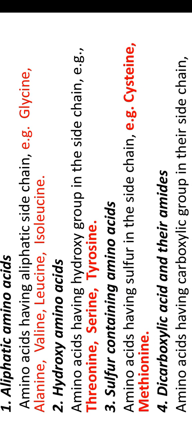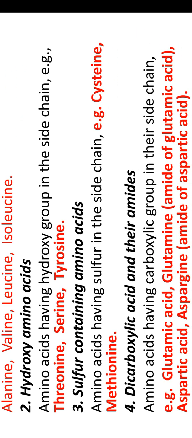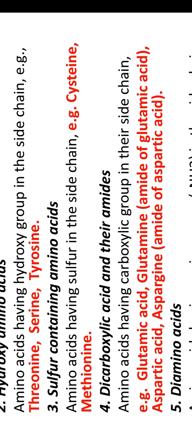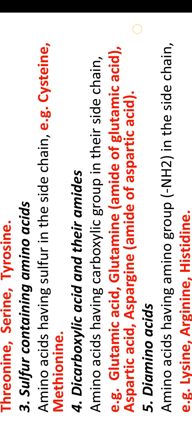Next, sulfur containing amino acid. The sulfur group in the side chain. The examples, cysteine and methionine. Then next one, dicarboxylic acid and their amides. Amino acid having a carboxylic group in their side chain. Already one carboxylic acid is present, but then the R group also contains another carboxyl group. Example, glutamic acid and asparagine, glutamine, aspartate.